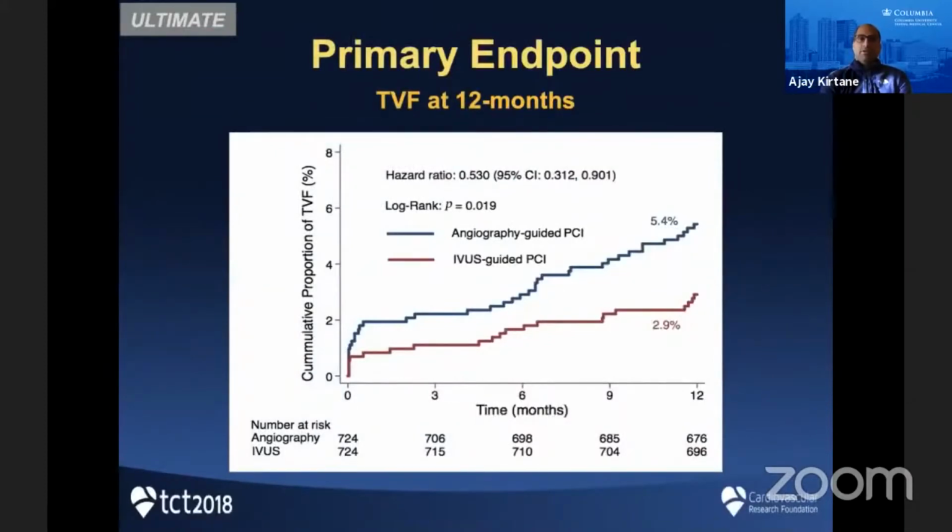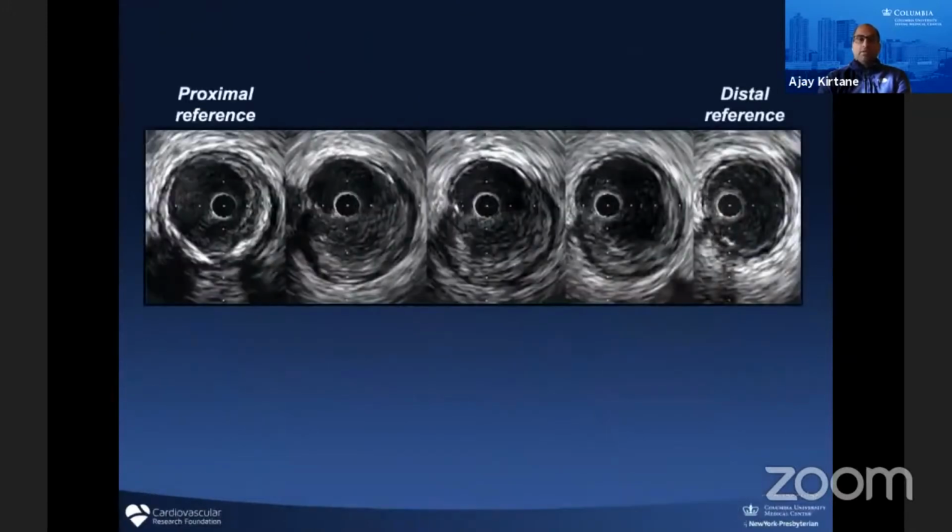This is data from the ULTIMATE trial. This is the primary endpoint, but certainly the events have stayed separated with later term follow-up, demonstrating that IVUS-guided PCI was superior to angiography-guided PCI. As you know, the ILUMIEN 4 trial has just completed enrollment, and so this is more data that we're eager to get the answer to.